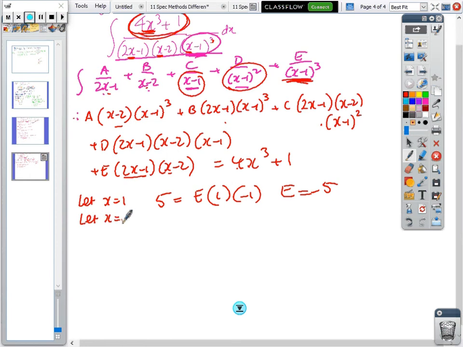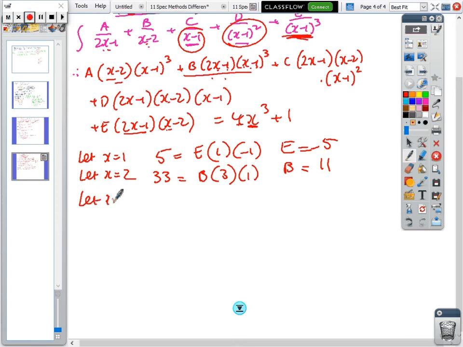Let x equal 2. We'll kill off a, b's alive, c's dead, d's dead, and e's dead. So we're trying to survive on b. 2 cubed is 8, 8 fours are 32, plus 1 is 33, equals b. 2 twos are 4, minus 1 is 3, so the first bracket is a 3. 2 minus 1 is 1, 1 cubed is 1. So b equals 3 into 33 goes 11.